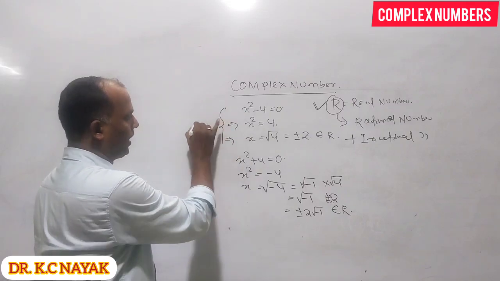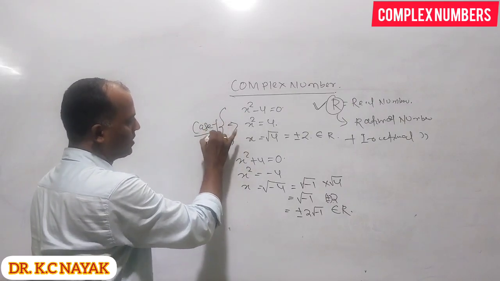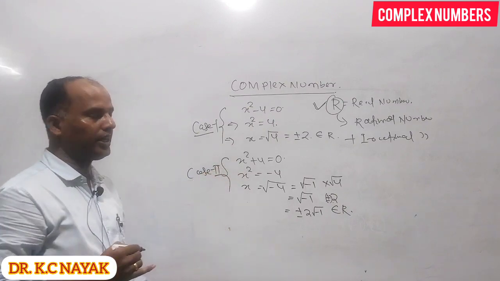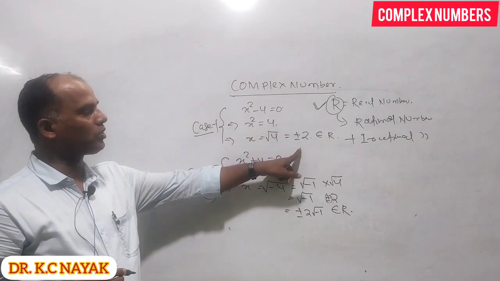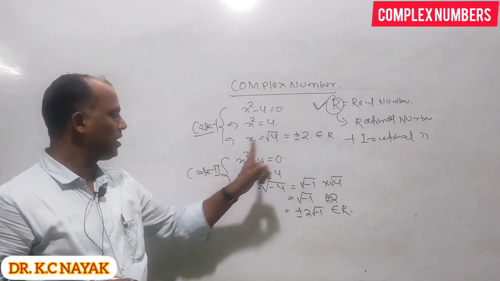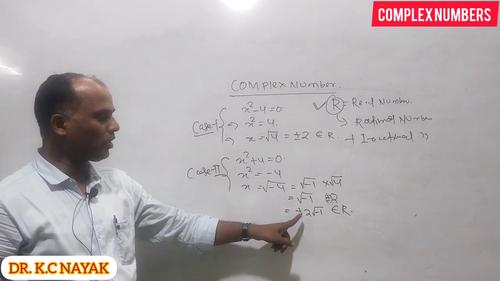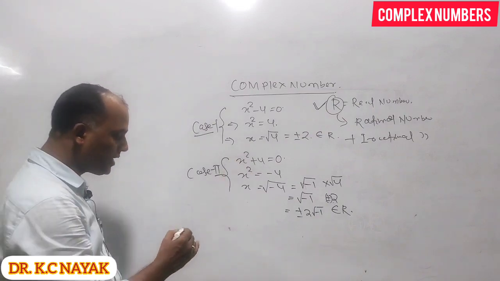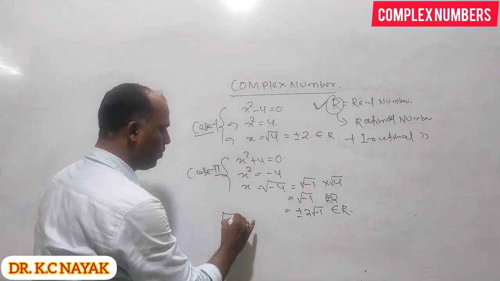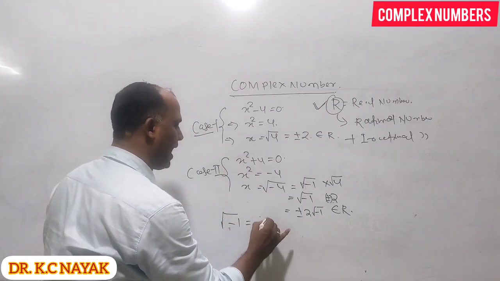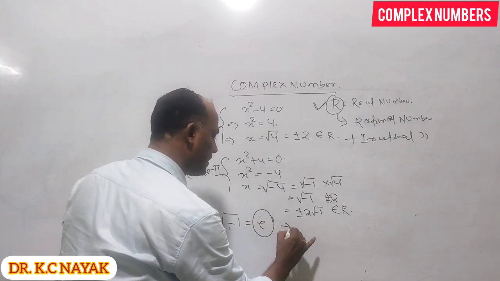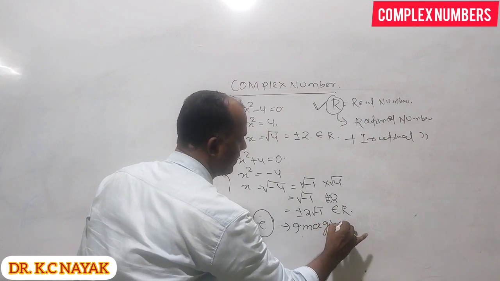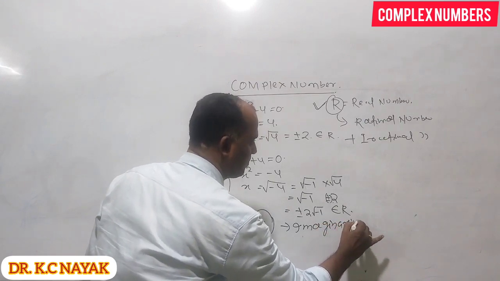This is my case 1 and this is my case 2. Just you see, my students, in case 1 the answer is plus minus 2, which belongs to R, but in case 2 it is plus minus 2 root of minus 1, which does not belong to R. This root of minus 1 we represent as i. i means imaginary number.